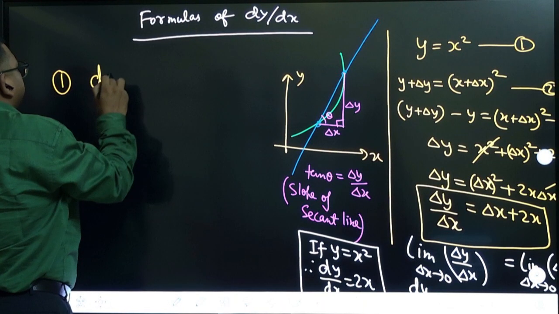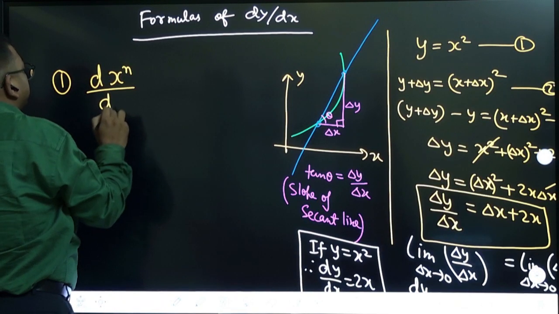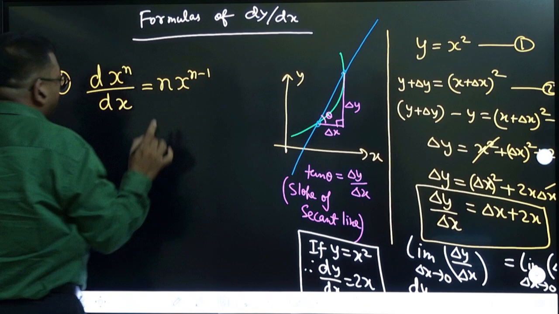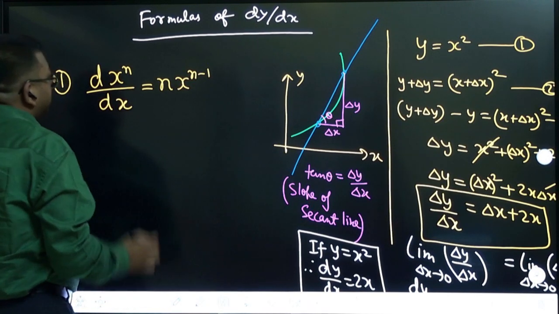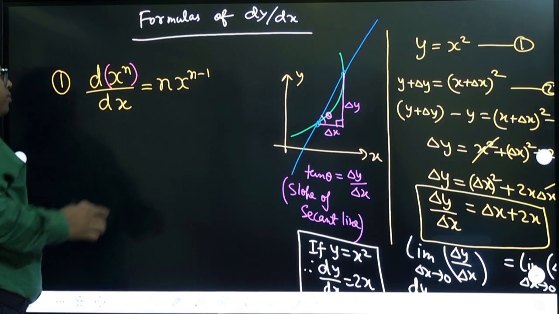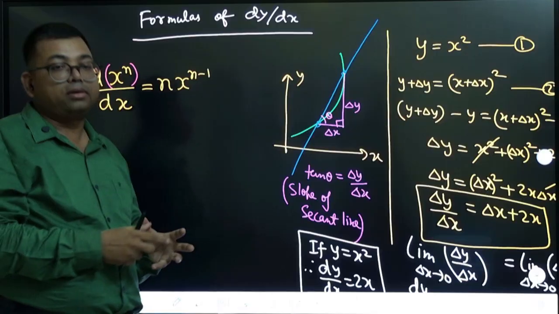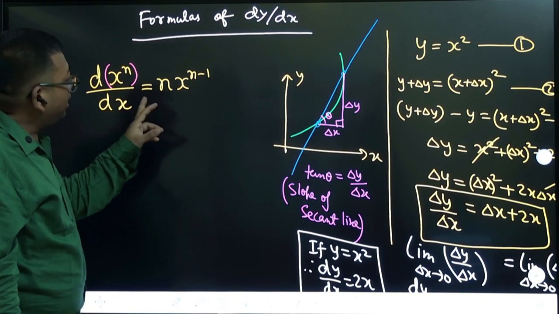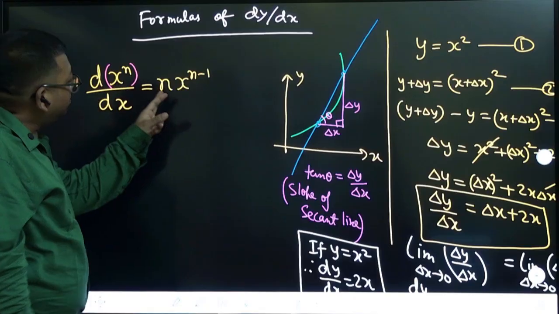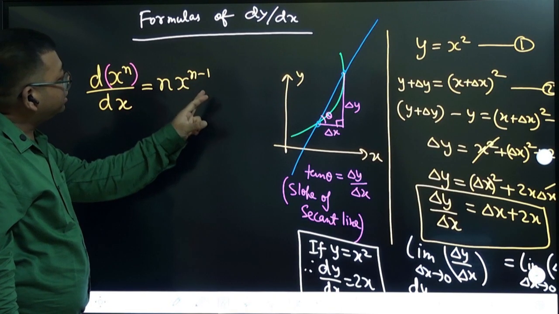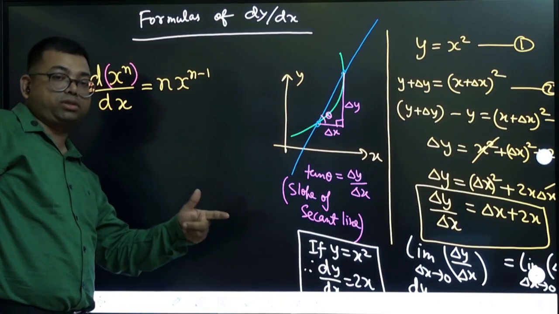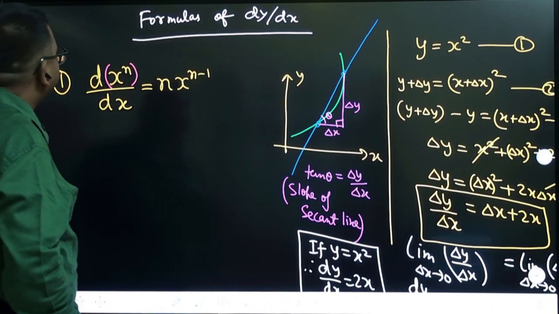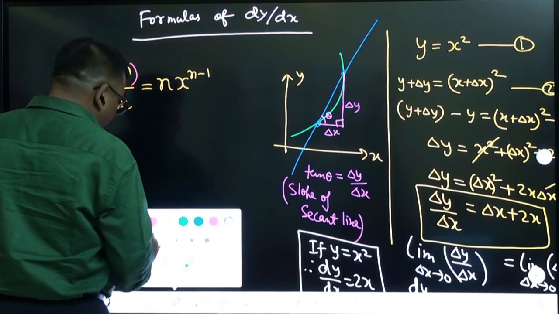So differentiation of x power n with respect to x is equal to n times x power n minus 1. This is formula number 1. Note that here x power n is y. We are choosing y as x power n and calculating dy by dx. Here n can be any number. That number will come outside and the power will decrease. So note that in differentiation the power decreases, and n can be any power, whether positive or negative, it doesn't matter. That is the first formula. Then let us go next.